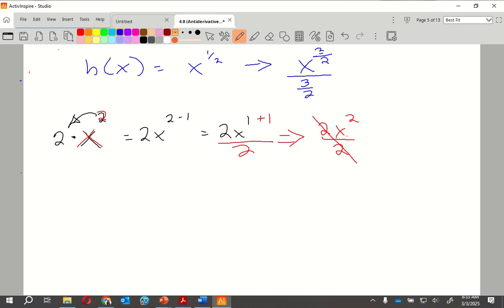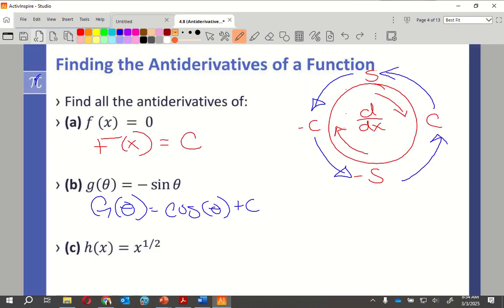But wait, there's more. I have a fraction over fraction, right? I have a fraction with a fraction in the bottom. So if I'm dividing by a fraction, what can I do instead? Multiply by the reciprocal. Instead of dividing by 3 halves, I'm going to multiply by 2/3. So 2/3 x to the 3 halves.